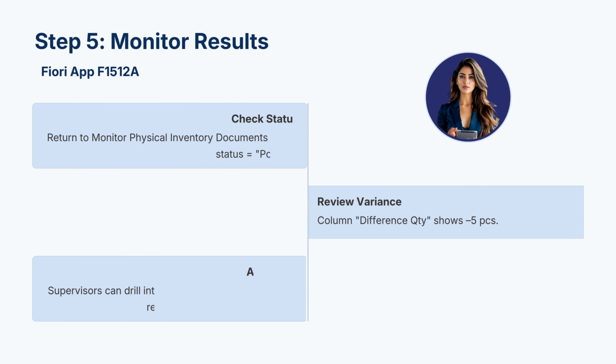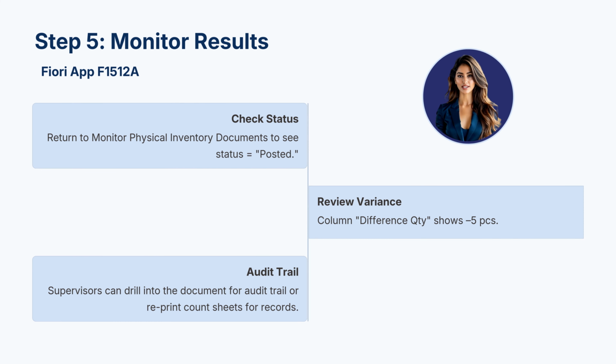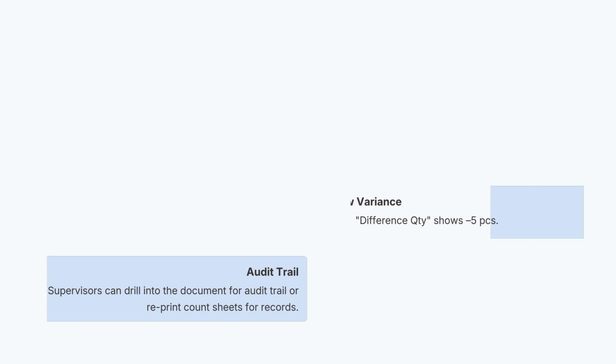Accounting entries generated. Let's look at the financial impact. Open Display Journal Entries F0717A. The system posts an entry decreasing stock value by 500, crediting inventory valuation and debiting adjustment accounts. These automatic journal entries maintain real-time financial integrity, ensuring that books always match physical stock.